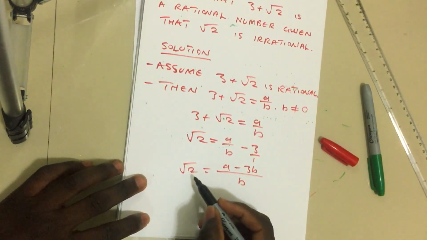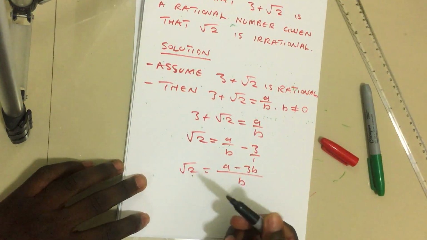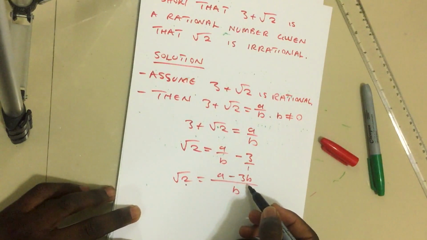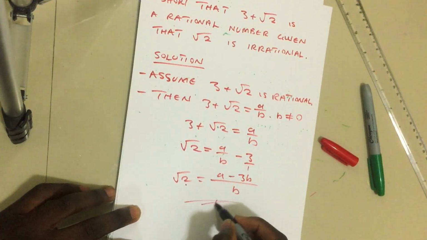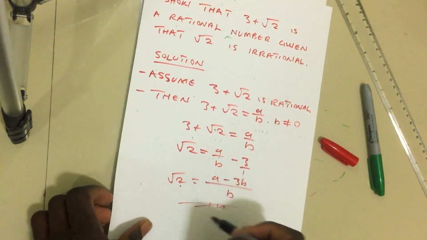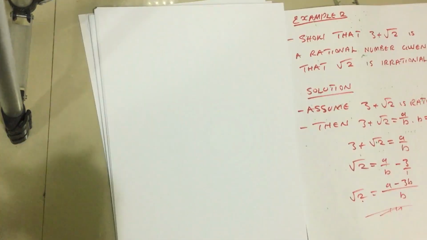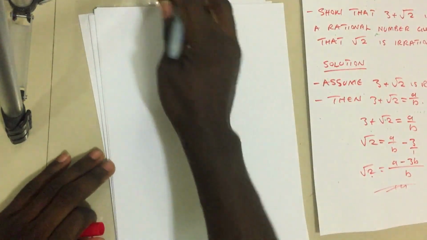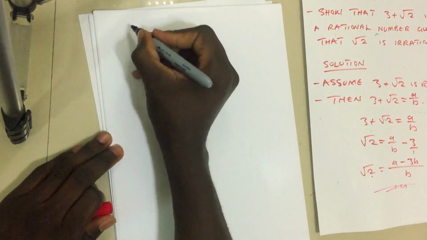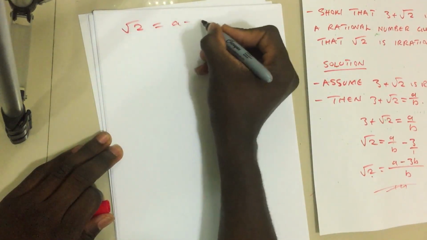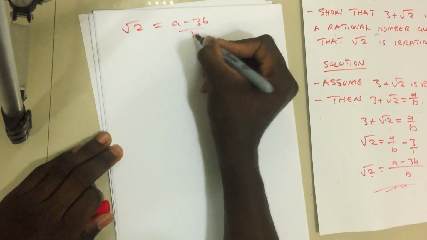So in this case, we can see that the square root of 2 equals a minus 3b over b. So this is our final answer here. But what exactly does this expression, which is our final answer, tell us? I'm going to write down our expression here on the other side, on this paper, so we can just see what's going on clearly. So we're going to say square root of 2 is equal to a minus 3b over b.